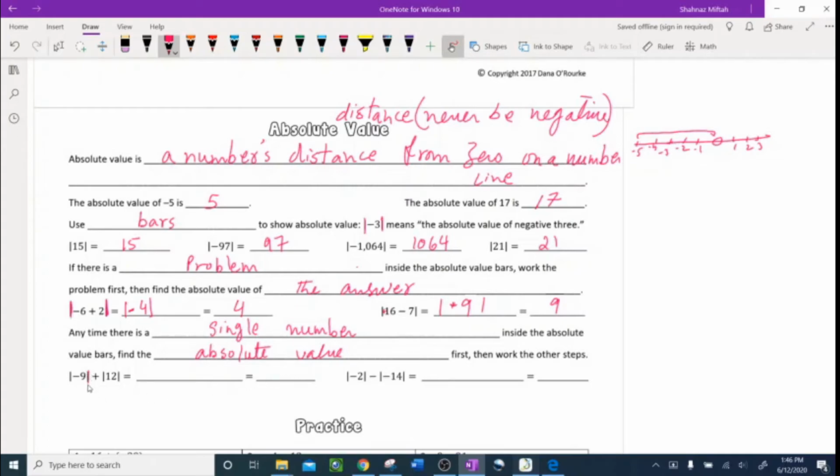Now look at this. These are my absolute lines, and I have only a single number inside. So I'm going to take this out from the absolute lines. It's going to turn positive. Plus sign is going to stay as a plus. 12 is already a plus, so it's going to stay as a plus. So 9 plus 12 is going to give me 21.